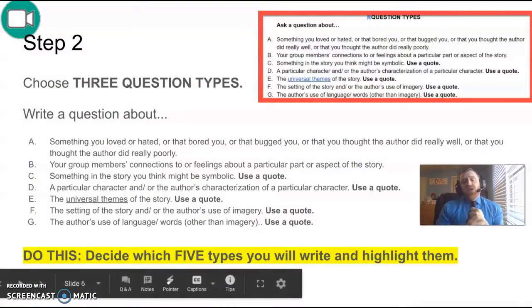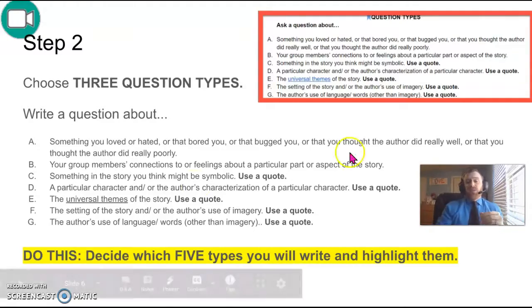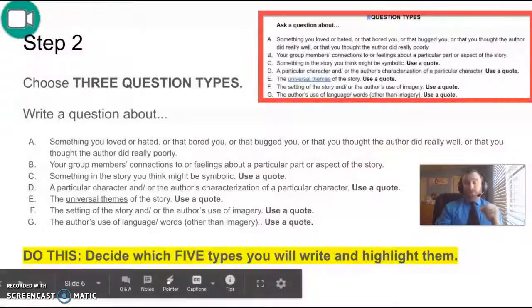Question D is where you ask a question about a particular character or the way in which a character acted, or the way in which the author created the character to act in this moment. So you want to focus your question on the character. Why do you think they did this? What was going through their head? Why do you think the author created them or made them decide to do this? Those are good questions for type D.